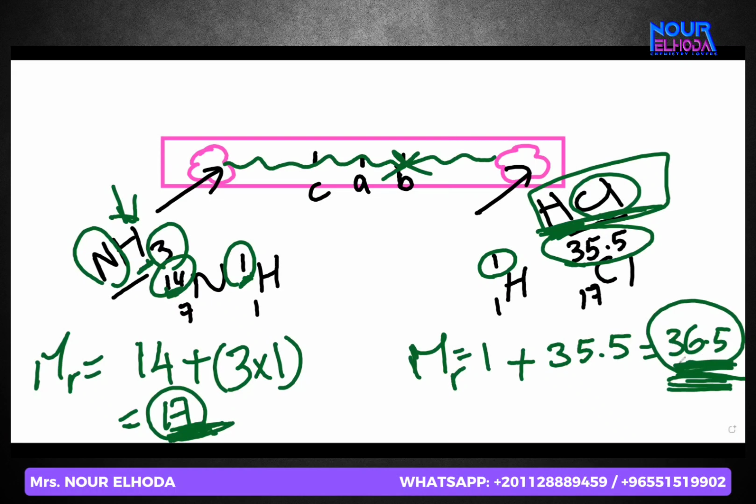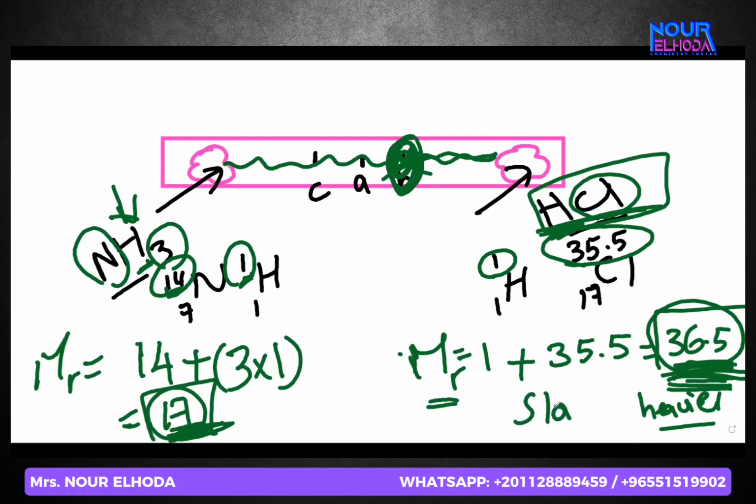So if I'm going to talk about this, this is 36.5, and this is 17. So what am I going to do? They are going to reach where the ammonium chloride is going to meet here. Why? Because HCl is heavier, with a higher molecular mass, so it will move slower. But this one is going to have a lower MR, so it will move faster. Clear?